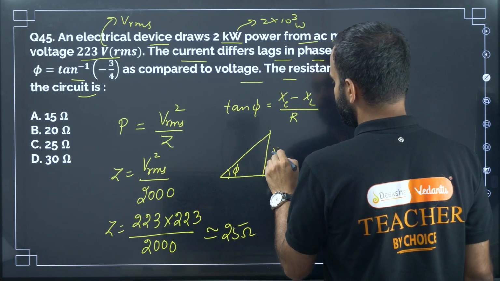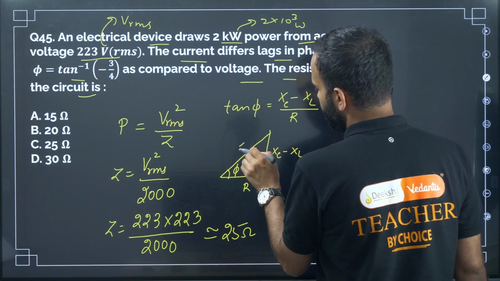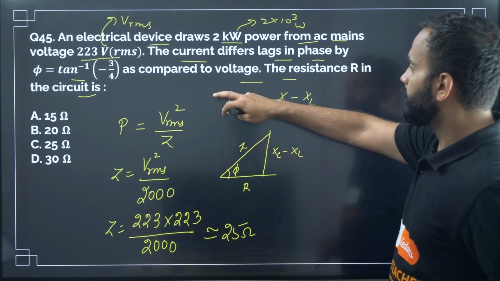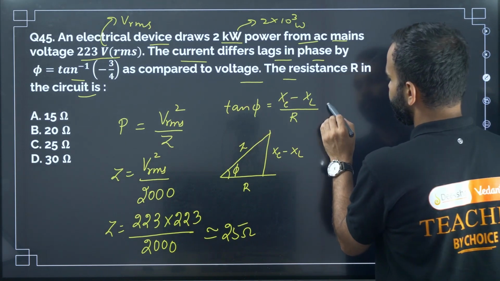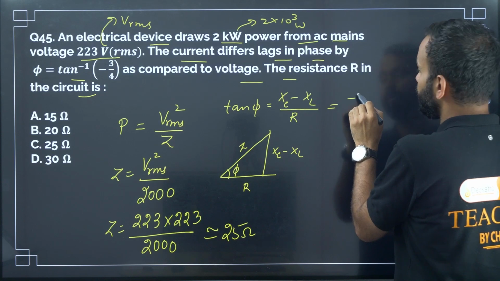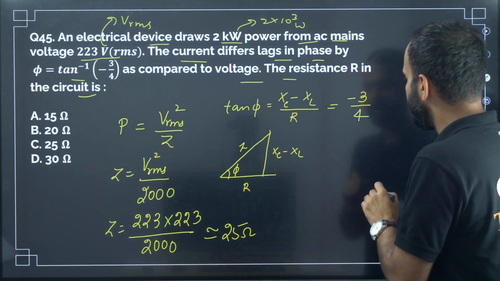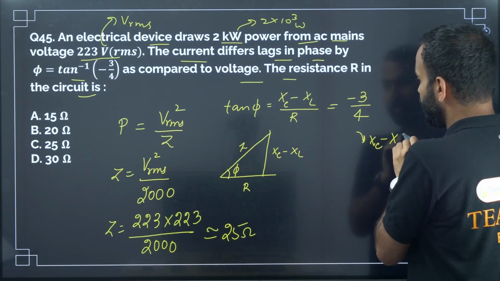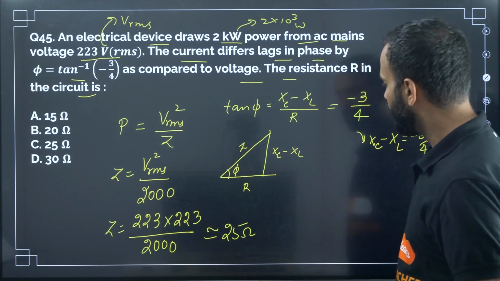And then this will be XC minus XL, right? So this is R, and here this will be Z. So here phi equal to tan inverse of minus 4 by 3, that is XC minus XL divided by R, is equal to minus 4 by 3. Sorry, minus 3 by 4, not 4 by 3, minus 3 by 4. So XC minus XL is equal to minus 3 by 4 R.